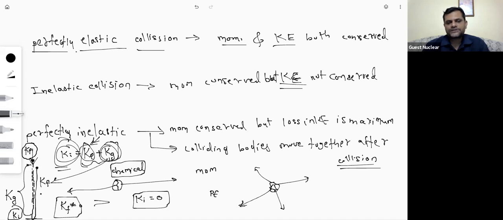Or if suppose it doesn't lose any kinetic energy, then it will have the same kinetic energy after the collision. But if it loses all its kinetic energy, then it will just stick to the ground only. But in no case can this final kinetic energy be greater than this KE initial itself, no doubt.